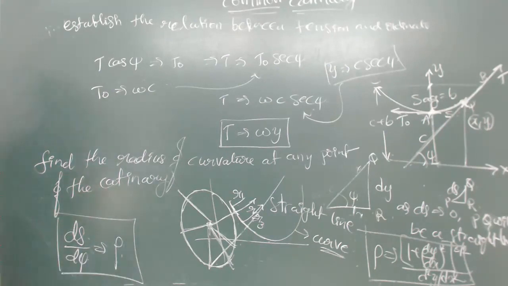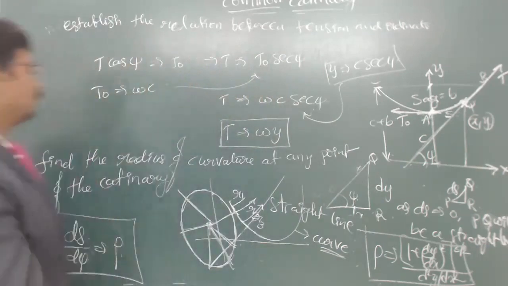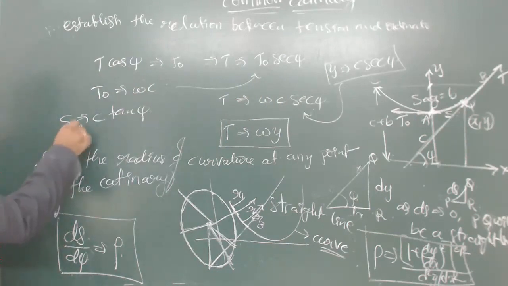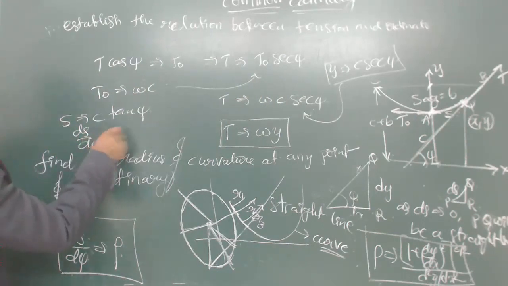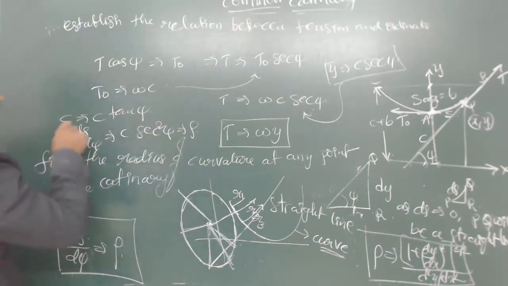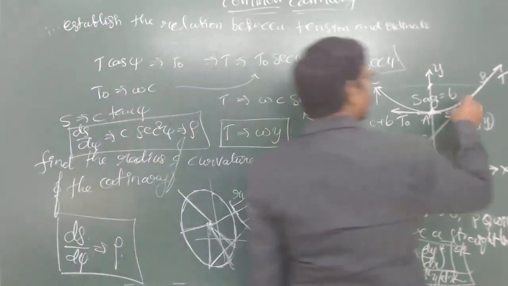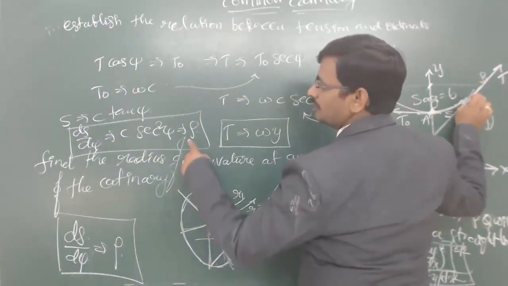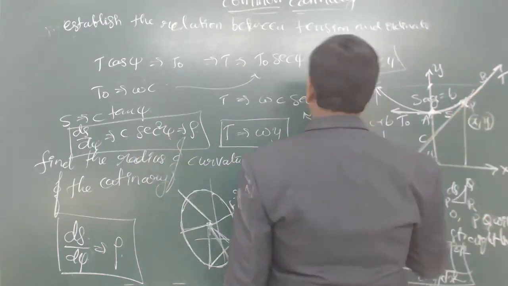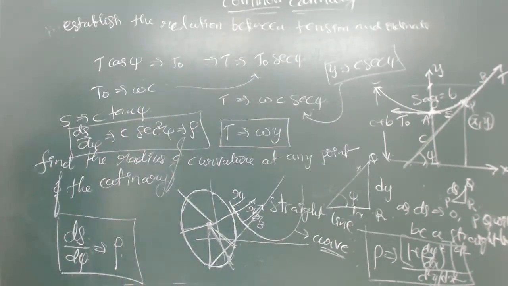Got it? Now here, we have the relation between s and psi, that is s is equal to c tan psi, and then ds by d psi is nothing but c into secant square psi. So this is the radius of curvature. Got it? That means this portion of the curve can be constructed by a radius whose value is equal to c times secant square psi, where psi is the angle made with respect to the x-axis. Got it? So this is the radius of curvature.